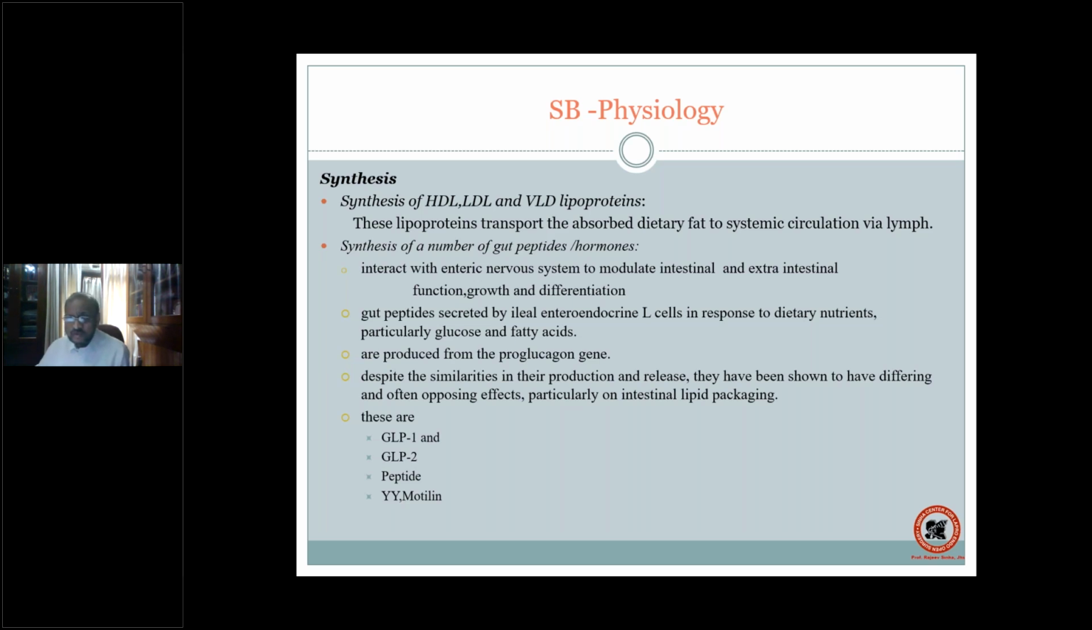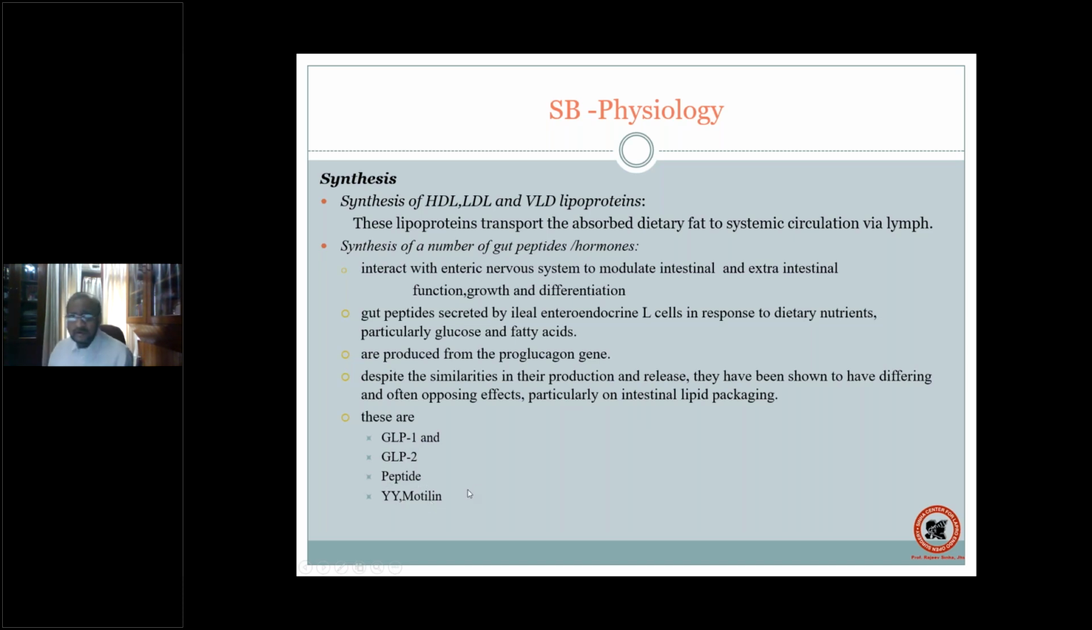And that is in response to either dietary nutrients, which carry out a direct stimulation, particularly glucose and fatty acids, or through neuronal stimulation. They are all produced from the proglucagon gene, and despite similarities in their production and release, most of them may be having differing action or even opposing effects. And the primary ones to be secreted are four. Number one, the glucagon-like peptide 1, 2, peptide YY, and motilin.